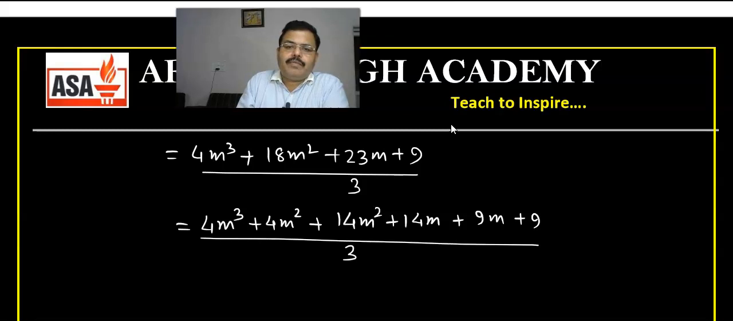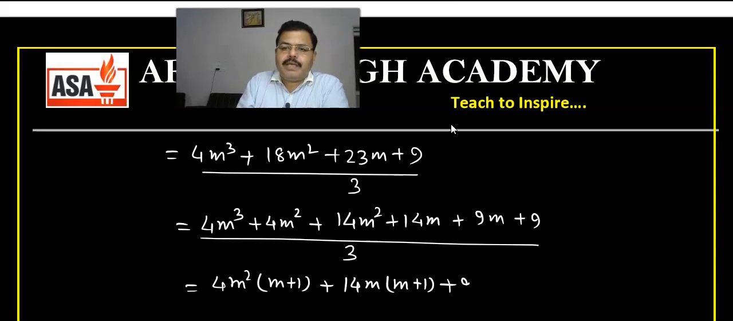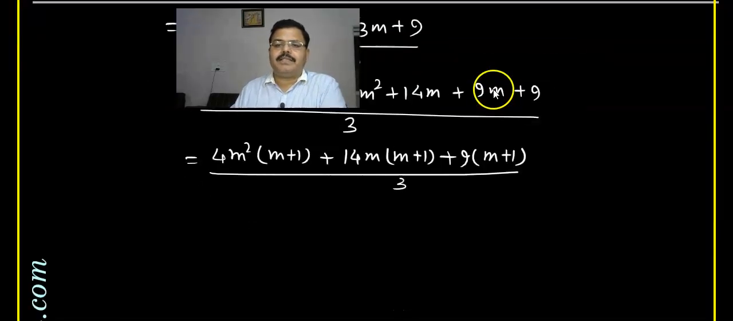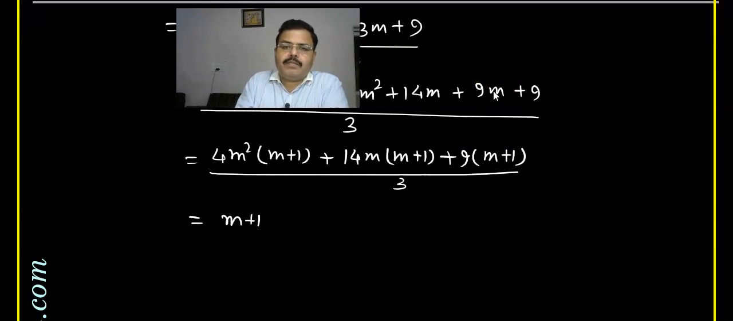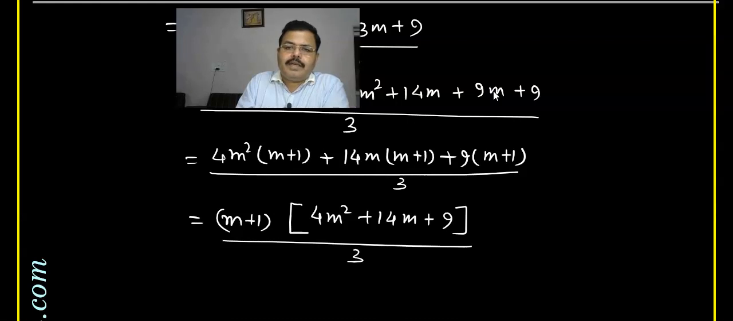Now we can take 4m square common, and then what is left? m plus 1. If I took 14m common, then what is left? m plus 1. If I took 9 common, then m plus 1. Simple. So you can write it step by step like this, and then what will come? If I took m plus 1 common, then what is left inside? 4m square plus 14m plus 9 upon 3. Now again you have to write here m plus 1 whole square.